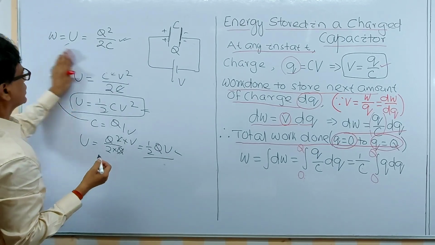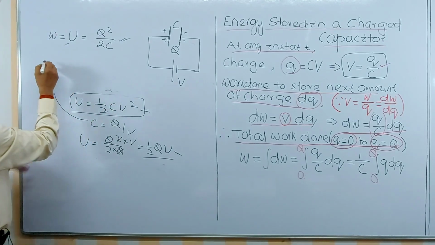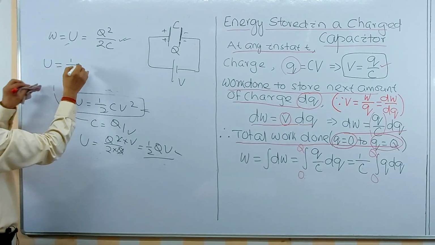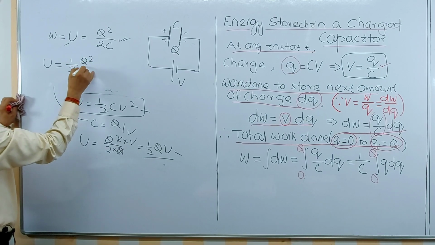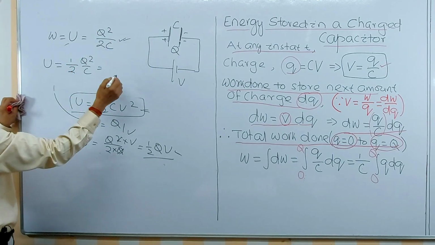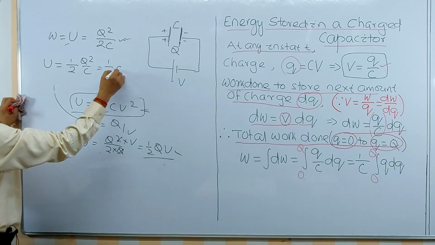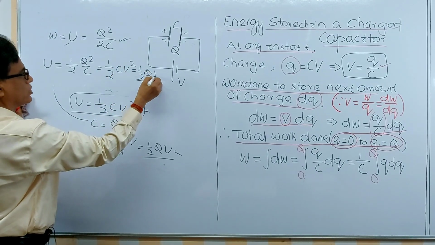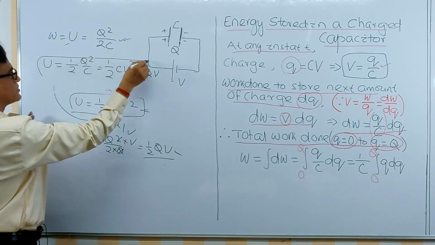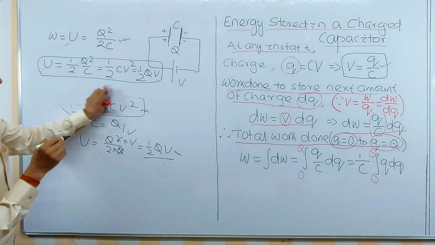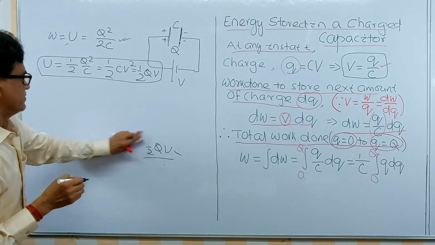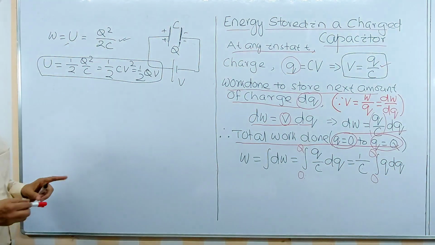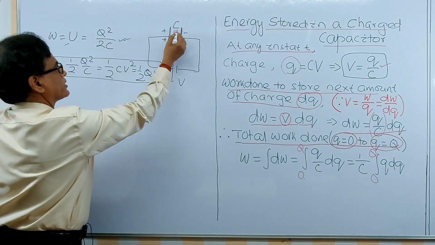That's why you can write the energy stored across a charged capacitor is half Q square by C, half CV square, or half QV. So remember these formulas for further explanations. That means in a capacitor we are acquainted with these three.